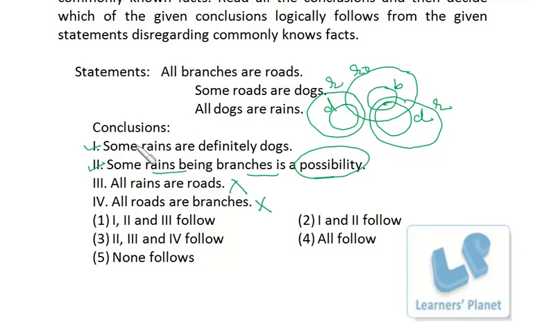So out of the four conclusions, only first and second are following. So I just have this option, first and second follow. I hope you are clear. Once you practice well, you'll be able to do this sort of sums in less than a minute, right? Just draw the rough circles and just get the rough idea.